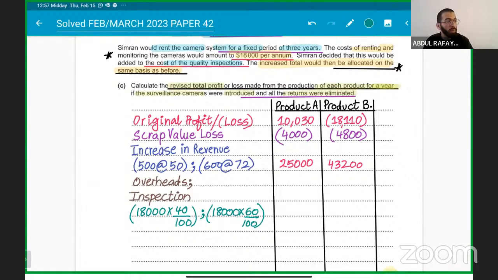Actually, this is not tricky, but what we need to understand is कि थोड़ा सा ये we'll have to focus a bit, like try to solve questions like this. So 7,200 is the additional cost that is coming for product A on the overheads, and for product B in the overheads, the extra cost that is coming is 10,800. Okay, getting it clear on that? Following? Understood?